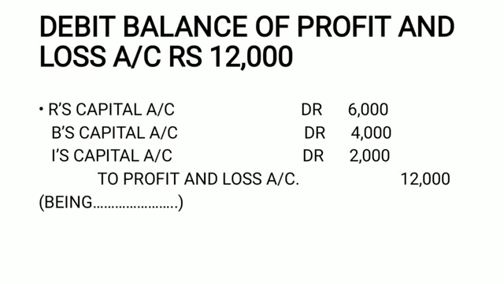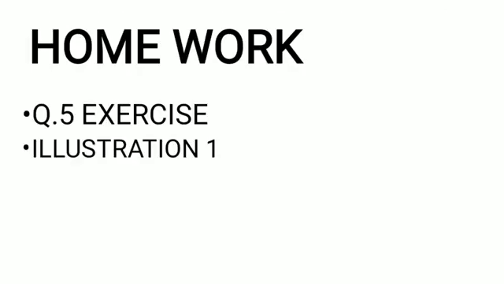When you close this account, it is credited, and the loss is distributed among partners in their profit loss sharing ratio, which is 3:2:1. 12,000 is distributed in 3:2:1. Alright. So here I think we complete question 5 from your exercise. You will solve an illustration of the same kind.